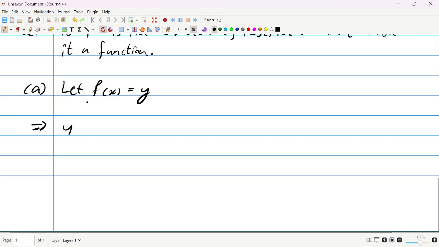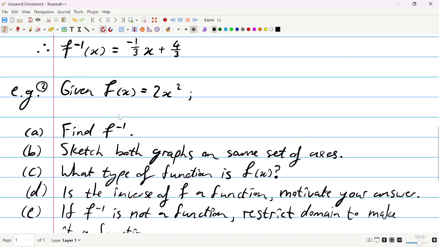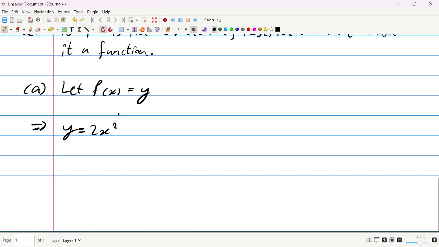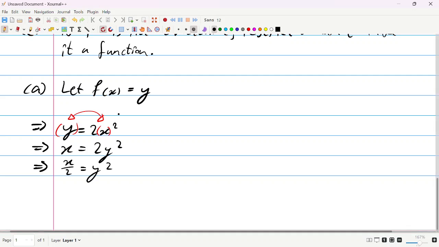Y is equal to 2x squared, because the function they gave us was f of x equals 2x squared. But now we need to find f negative 1, which is the inverse. So all we're going to do is swap the x and y around, such that what we have is x is equal to 2y squared. And this implies that when we divide both sides by 2, we have x over 2 equals y squared.